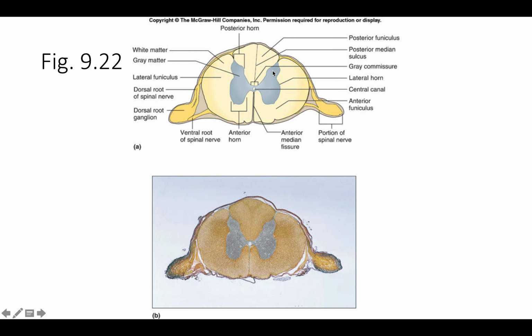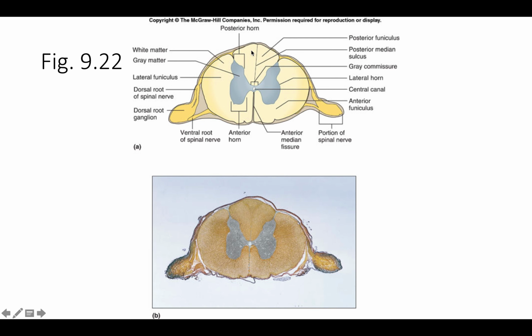So dorsal or posterior gray horns are here, ventral or anterior are here. So when a message comes in, it comes in through the posterior gray horn, and then it goes out as a motor response through the anterior gray horn. I think I may have said that backwards. Sorry. This is the posterior. This is the anterior. Comes in the posterior, leaves by the anterior.